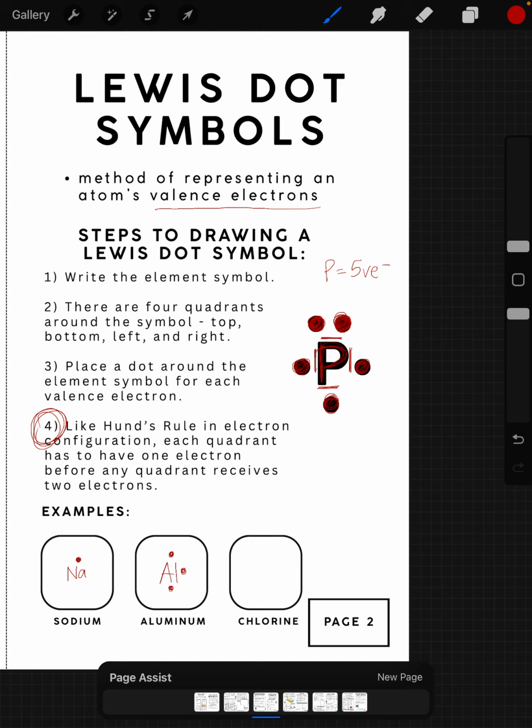Finally, chlorine, Cl, is in the halogen family, and the halogen family is column 7A or 17, so it has 7 valence electrons. So I'm going to go ahead and start clockwise just because that's how I arbitrarily like to do it. 1, 2, 3, 4, 5, 6, 7. That's it.